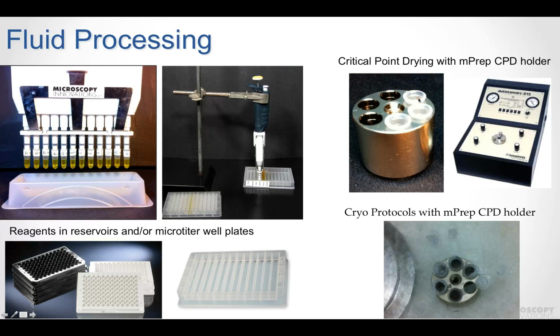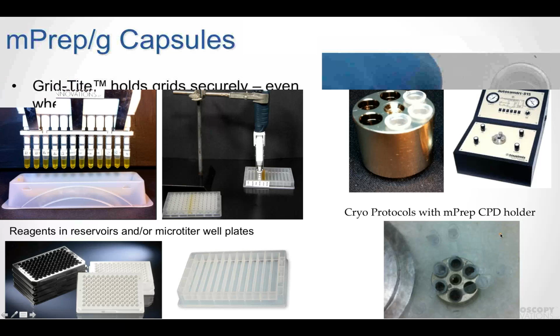So here we see mPrep S capsules inserted in the holder for critical point drying, and here we have mPrep G capsules with grids being processed, in this case in a cryogenic protocol, but this could also be done through the critical point holder, through the critical point dryer.